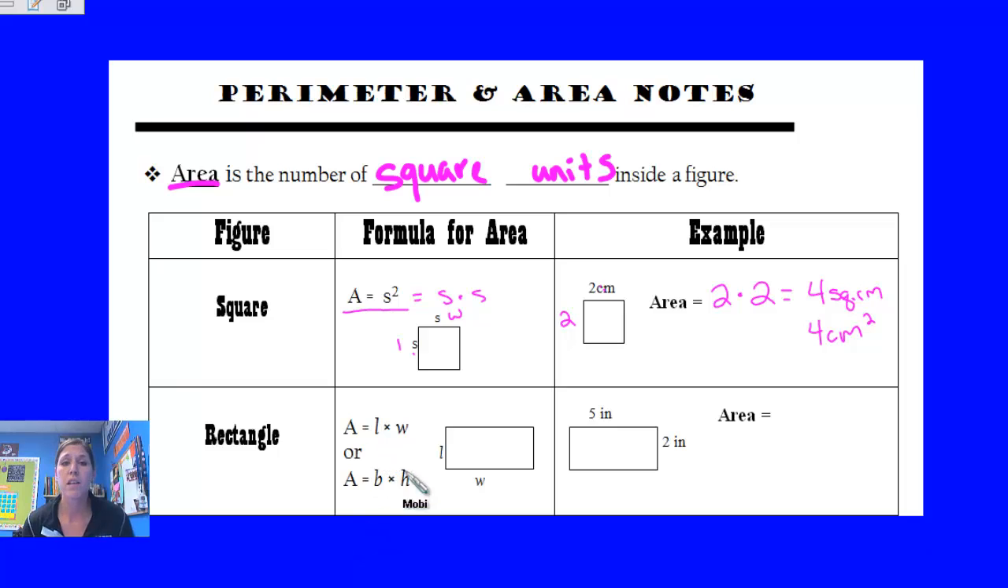For a rectangle, same thing. This should just be some review. You could either do length times width, or you could call it base times height, just making sure you're doing the one side by the other side. So in the example, we have 5 times 2, which we know equals 10 square inches. Again, the label is very, very important.